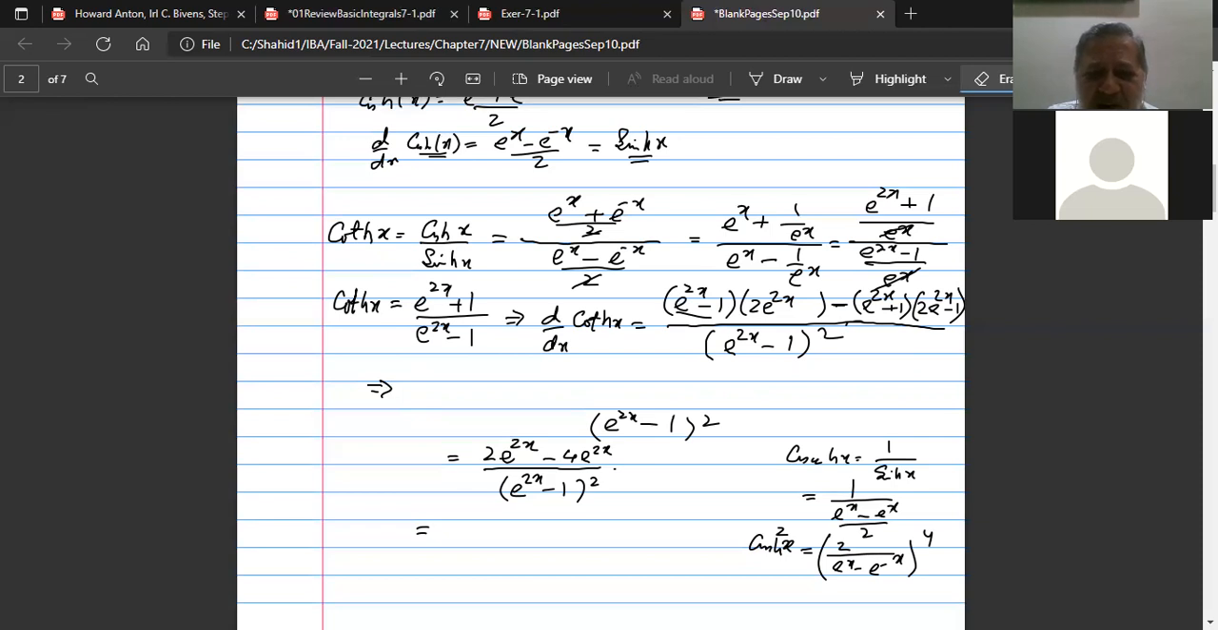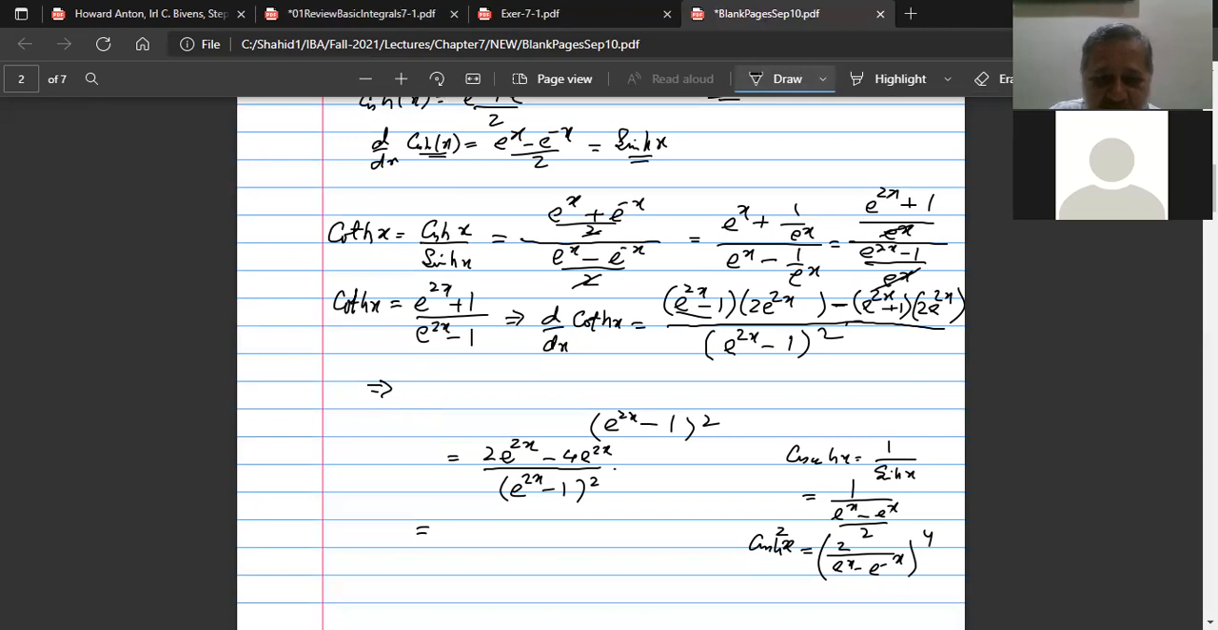The derivative of 1 is 0. Minus derivative of the numerator as it is, and derivative of denominator. When I write the derivative of the denominator, the derivative of e power 2x has come, but the derivative of minus 1 is 0, so where did this come from? So that was the mistake.